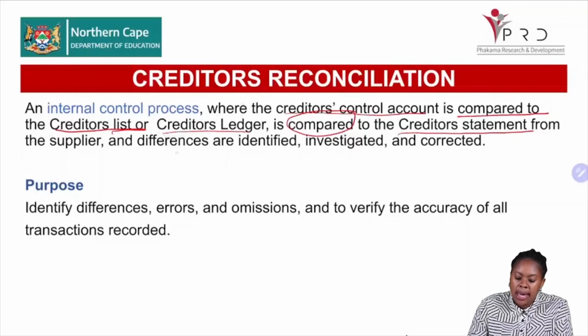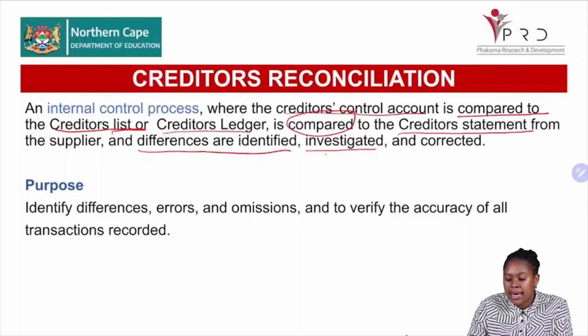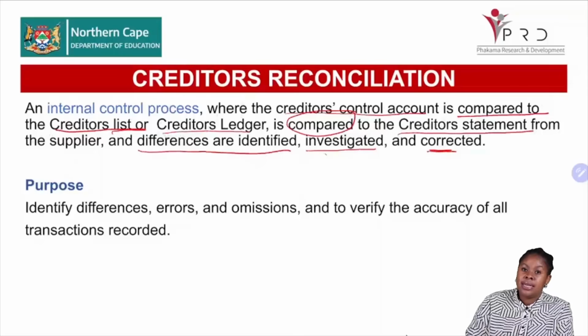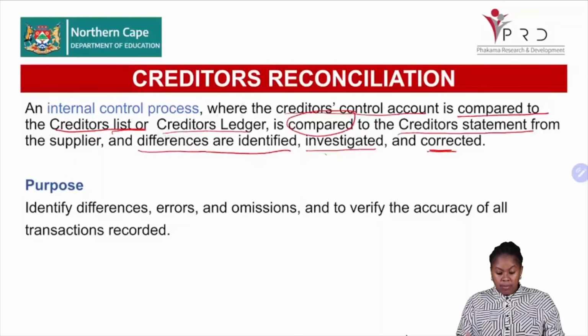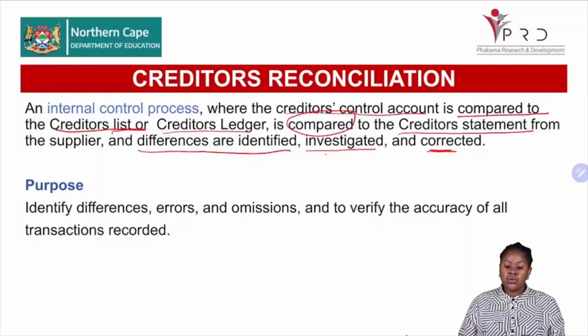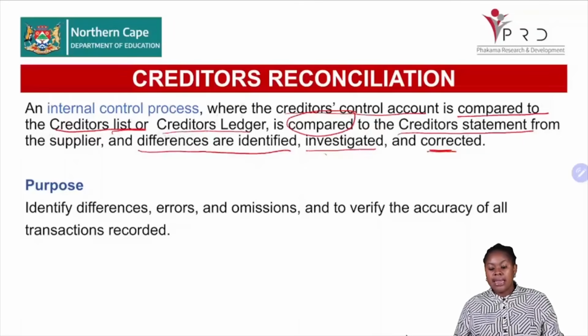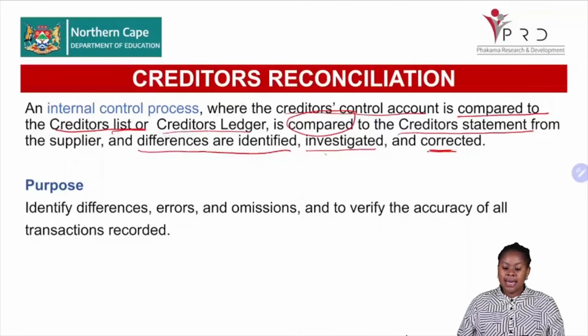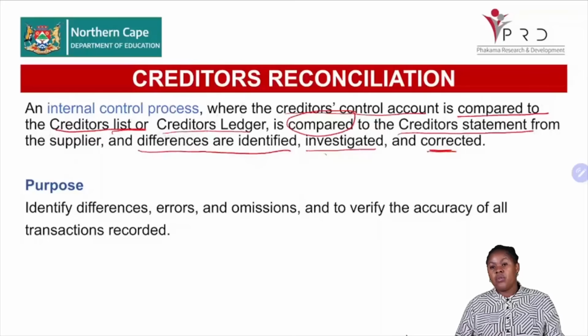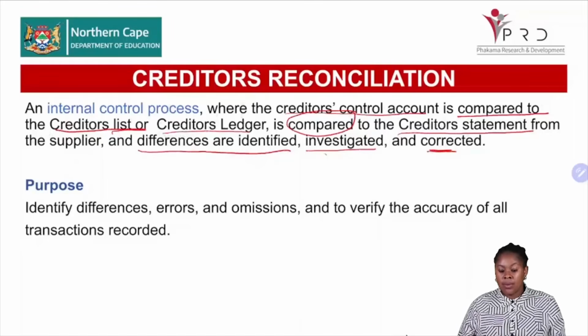And then we are able to identify differences, and we can investigate and correct the differences. So what happens is, we are comparing our creditors control with our creditors list, and then we are comparing our creditors ledger with the statement that we are receiving from our suppliers or our creditor.